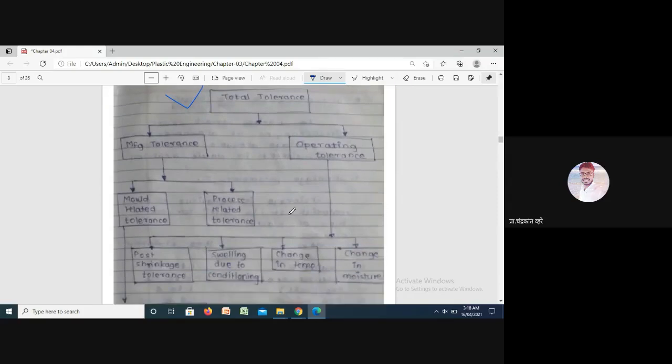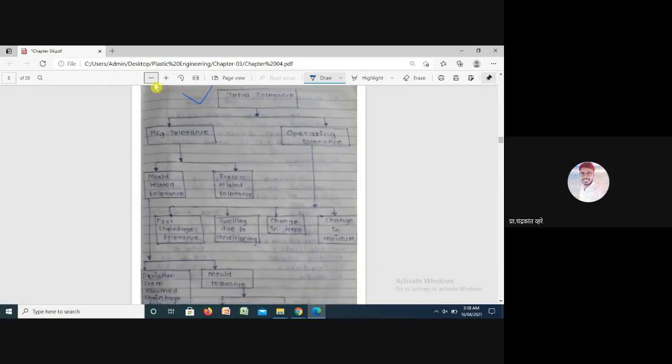Operating tolerances are divided into change in temperature and change in moisture. This is also in plastic case, this is playing an important role. But in metal case, the change in temperature is not a major issue, and change in moisture is also not a major issue.